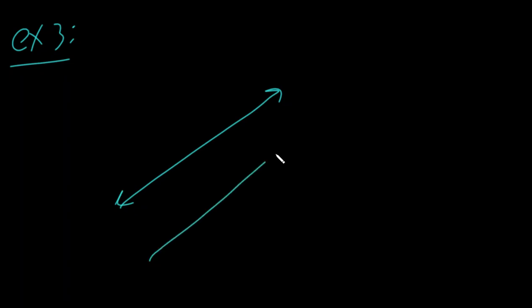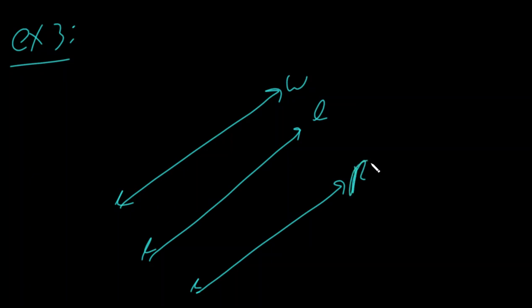Last one. Example 3. Okay, now we're going to get really wild because I'm going to start giving you some lines that are not going to be traditionally straight up and down. Okay? And let's call these W, L, and P. That's a weird P. And here's what we're going to say. We're going to say that W is parallel to L, which is parallel to P. Okay. And we're going to cut them with a line.